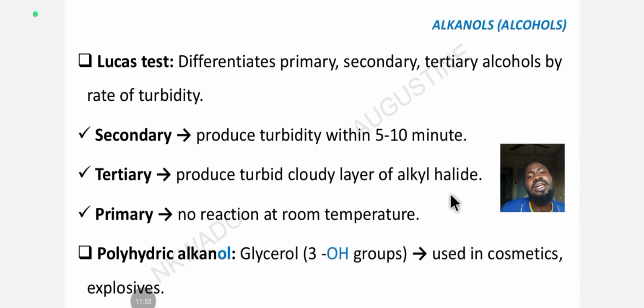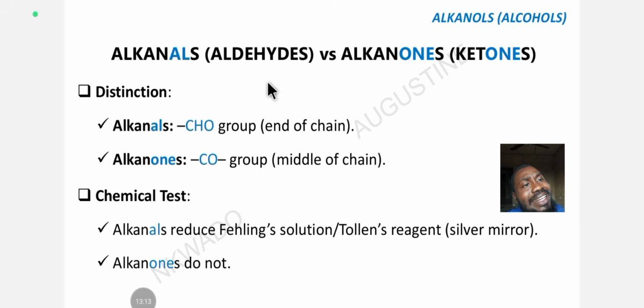Now let's look at the polyhydric alkanol. Polyhydric alkanols are alkanols that have more hydroxyl groups in them. For example, glycerol. Glycerol is part of the third group of alkanol, known as the tertiary alkanol. This polyhydric alkanol, glycerol, is used in cosmetics, in manufacturing soap, and also in manufacturing explosives.